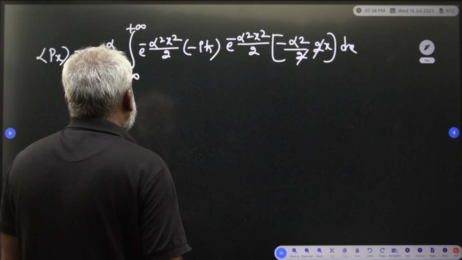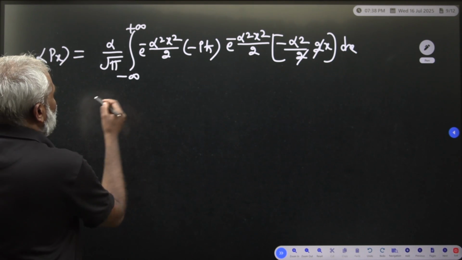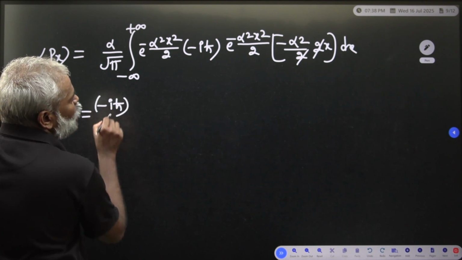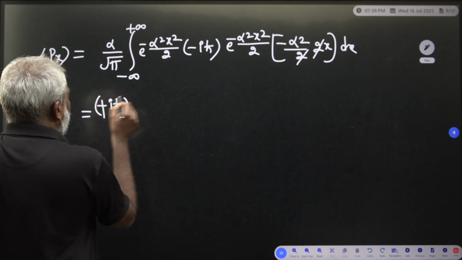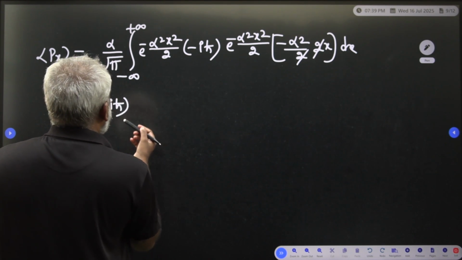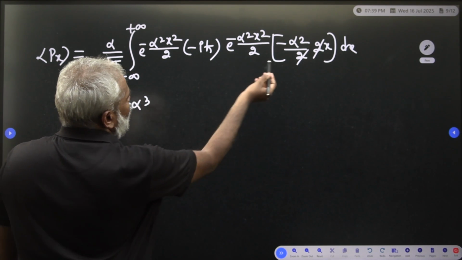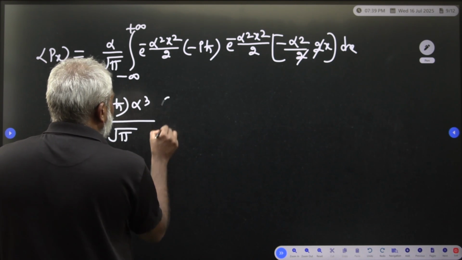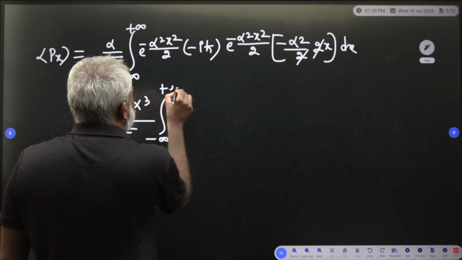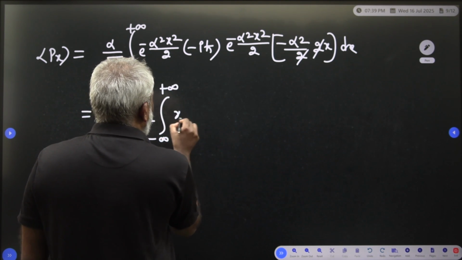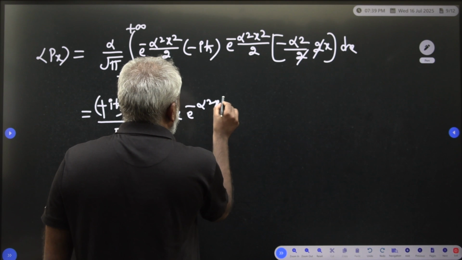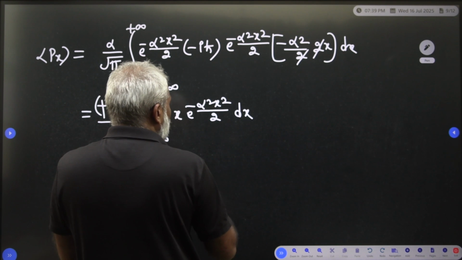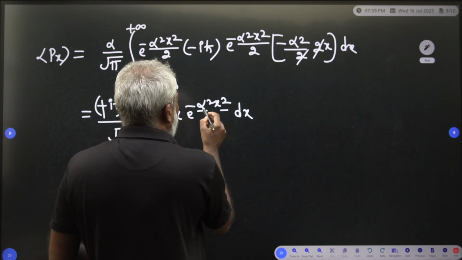So, 2 gets cancelled. The constant terms we take outside: minus i h cut, minus into minus is plus, so i h cut, and alpha square, so alpha cube will come, divided by root pi, integral from minus infinity to plus infinity of x into e to the power of minus alpha square x square divided by 2 into dx.